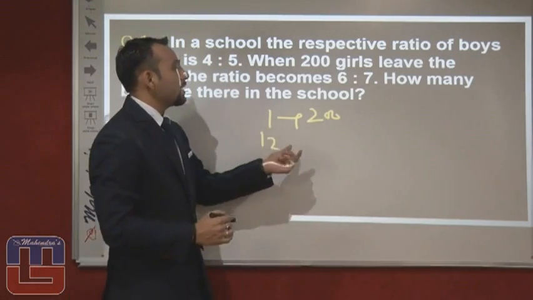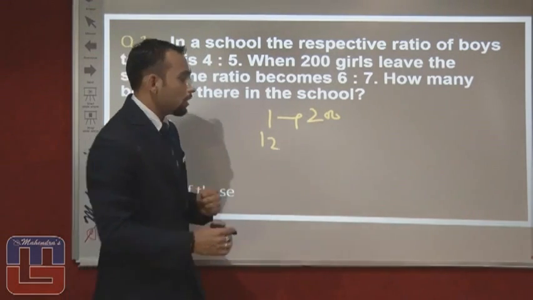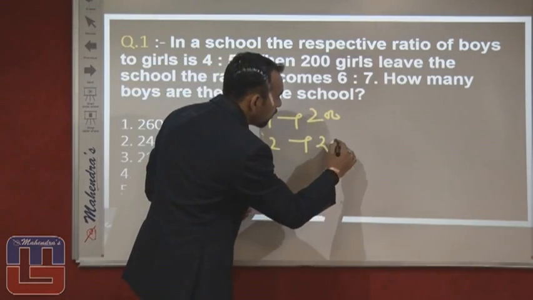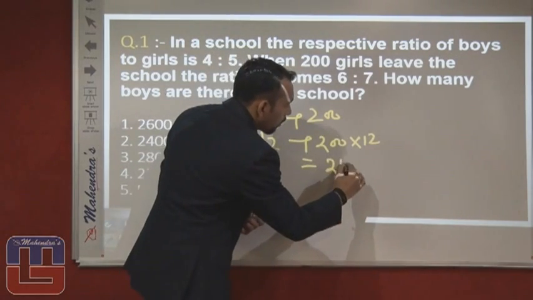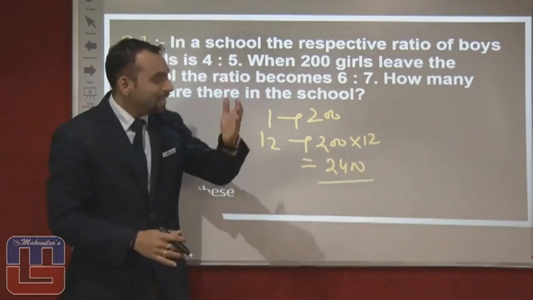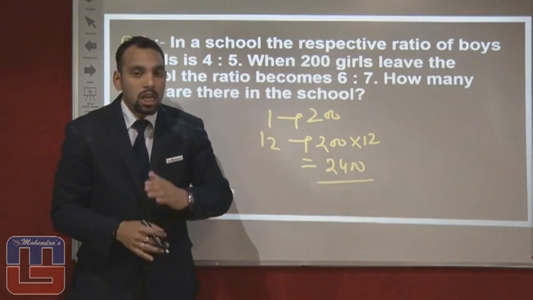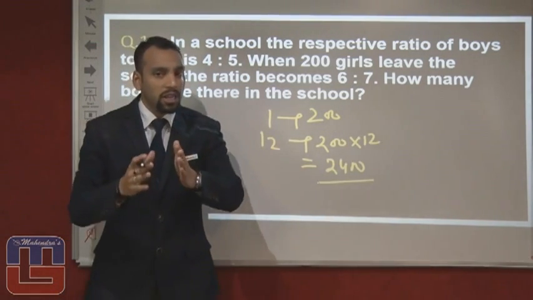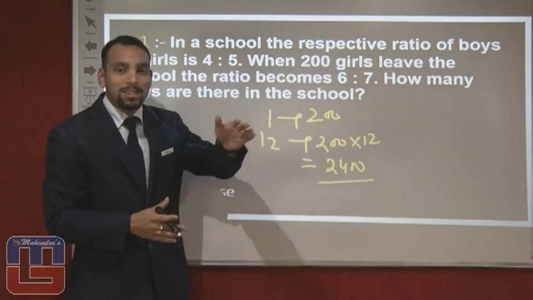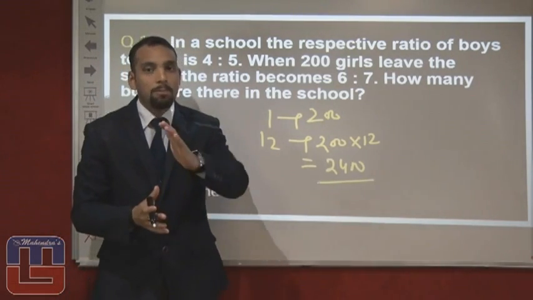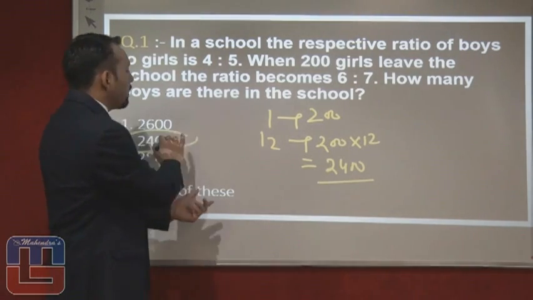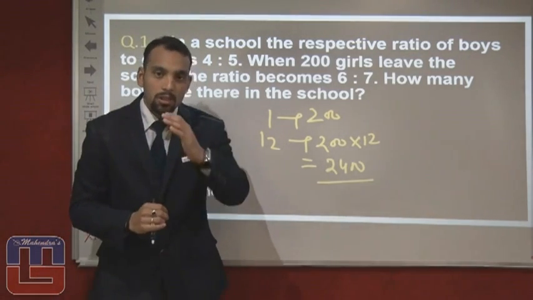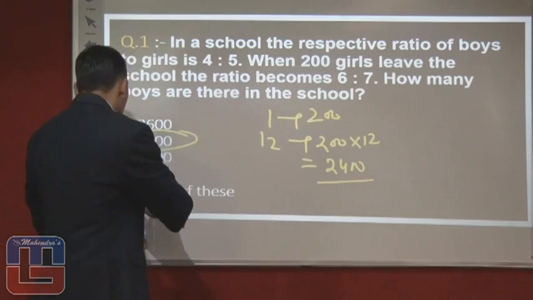So if 1 ratio is equal to 200, then 12 ratio will be equal to 200 into 12, that will be equal to 2400. So in this way we can solve this question easily. If you go by the regular method, it will take time. If you go by this method, it will take less time as compared to the regular method. Now check the option. The second one will be the right answer of this question. Now move to our next question.